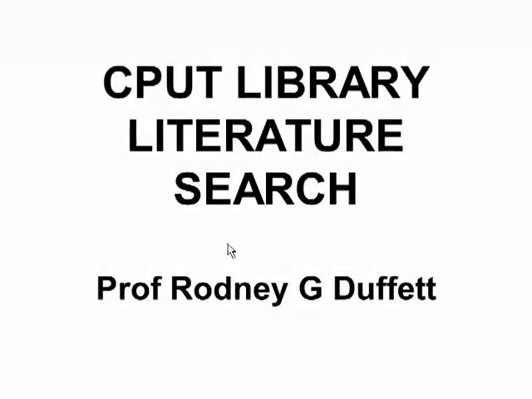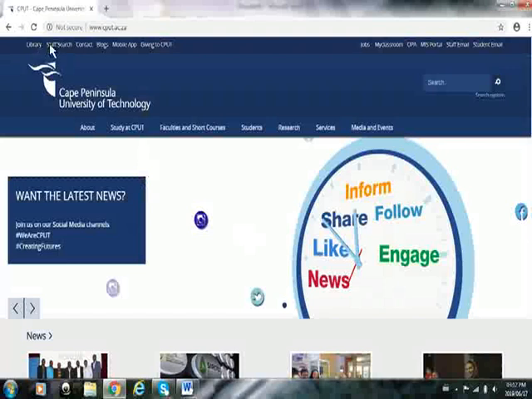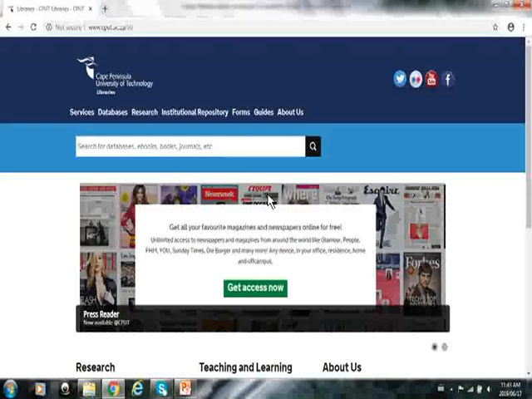So it's a different level of reading. So how do you find information? Well, there's one option for those of you who are currently registered and not. You can go to the CPUT website. You select library, okay? Then you select research. So you'll see a button here, research.